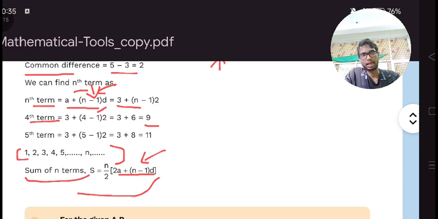If you add like that, 1 plus 2 is 3, then 3 plus 3 is 6, then 6 plus 4 is 10, then 10 plus 5, it will take too much time. Rather than doing like that, you can use this simple formula, so that you can save a lot of your time.